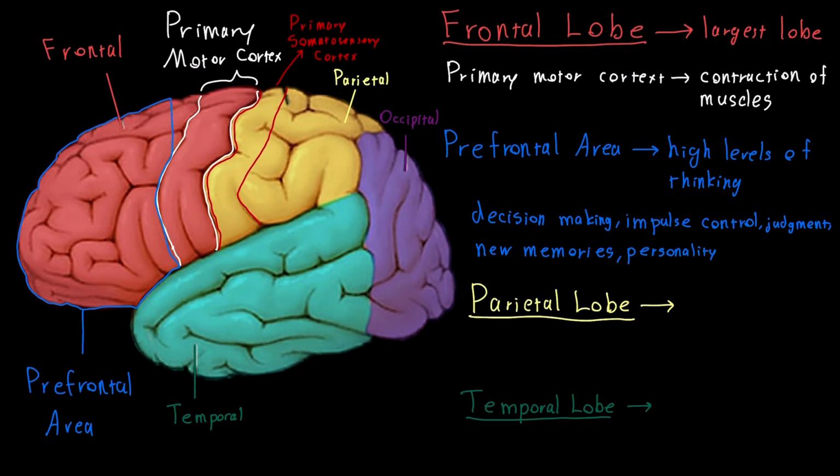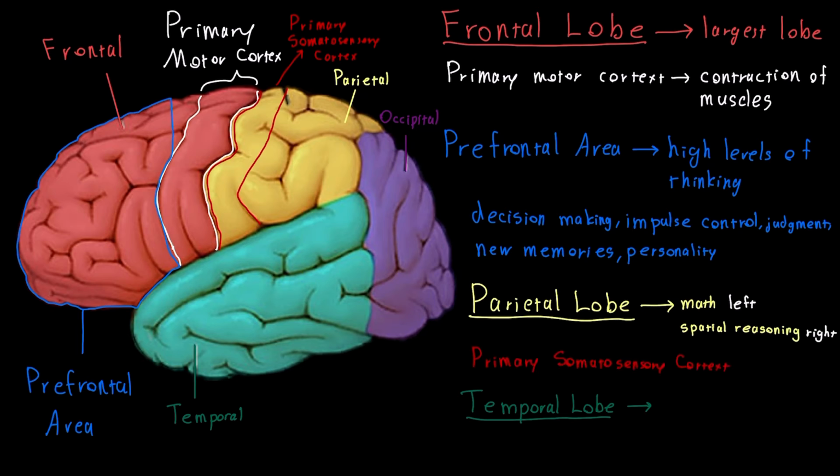Now, the parietal is the yellow section. It is involved in things like math on the left side, and it is involved in spatial reasoning on the right side. So technically you have two parietal lobes, one on the left side, one on the right side.